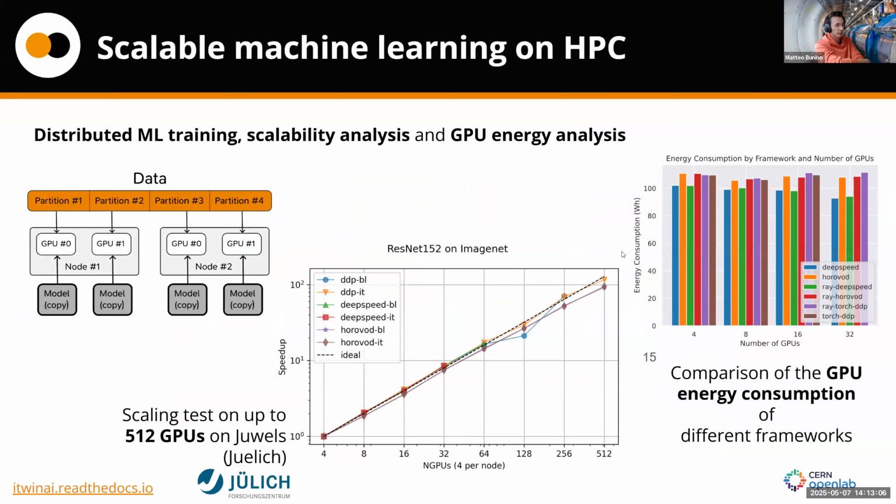Here in the middle, you can see, for instance, a scaling test we ran some time ago on JSC on up to 512 GPUs, where we were interested in studying the overhead that iTwin AI introduces, and where we empirically demonstrated that iTwin AI is not introducing any considerable overhead. On the right-hand side, you can see an example of an energy benchmarking study in which we are interested in analyzing how different distributed frameworks that we are using under the hood impact the energy consumption of the workload.